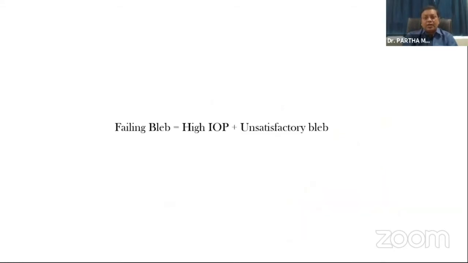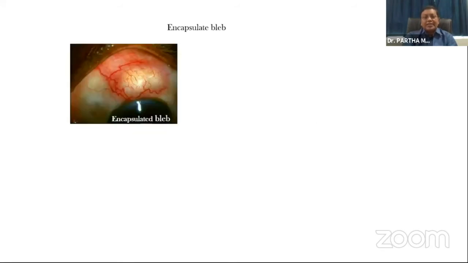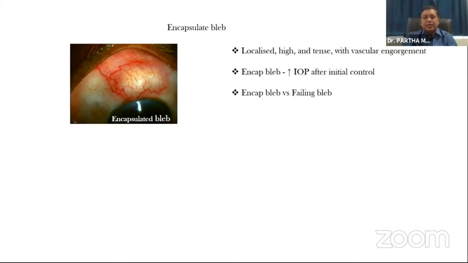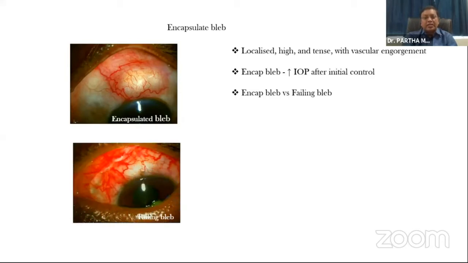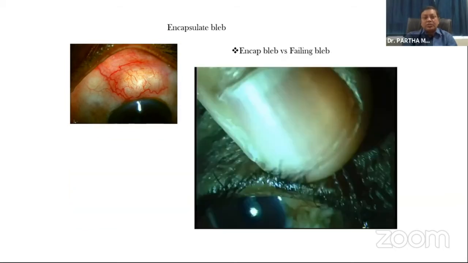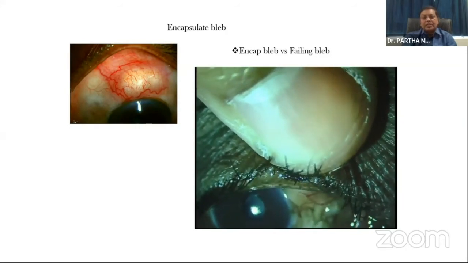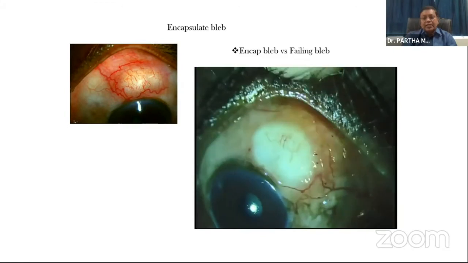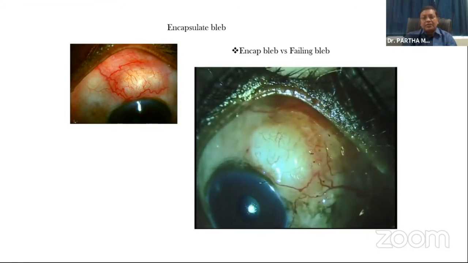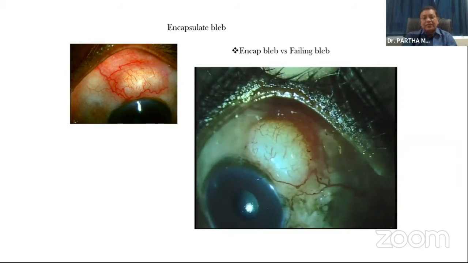In a failing bleb, you can see high intraocular pressure with an unsatisfactory bleb, but you should differentiate an encapsulated bleb, because this is a localized high-tension bleb with vascularization. It should be differentiated from the failing bleb because with management the encapsulated bleb may be functional, and you need to decrease the aqueous production rather than increase the aqueous outflow. The telltale sign of an encapsulated bleb is compression and decompression. If you compress the lid over the bleb, it decompresses, and if you release it, again it gets filled up.